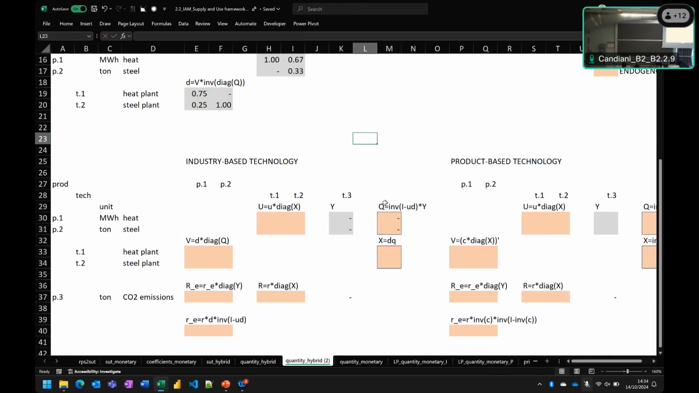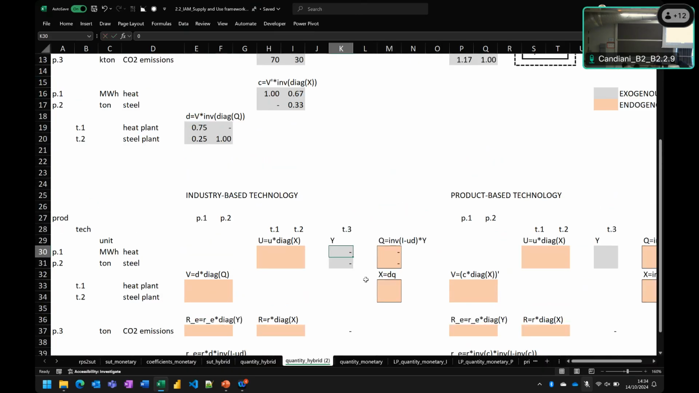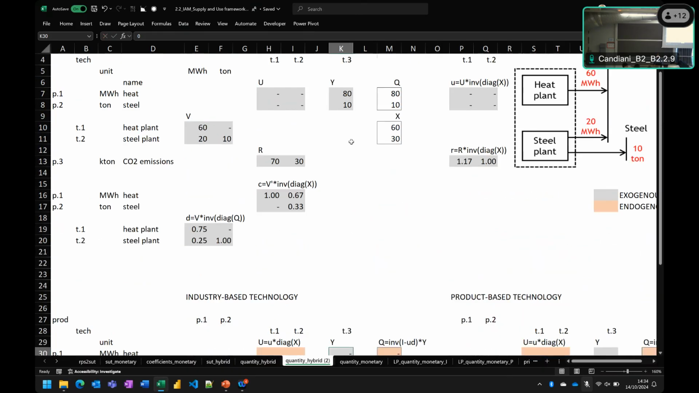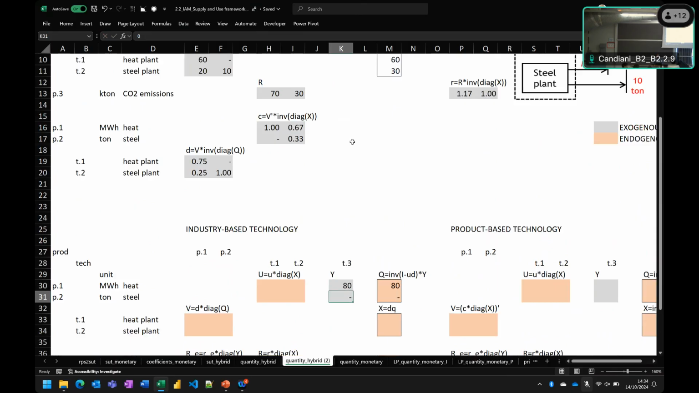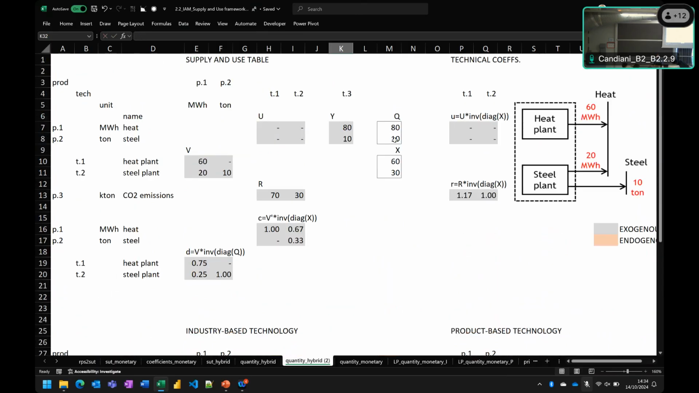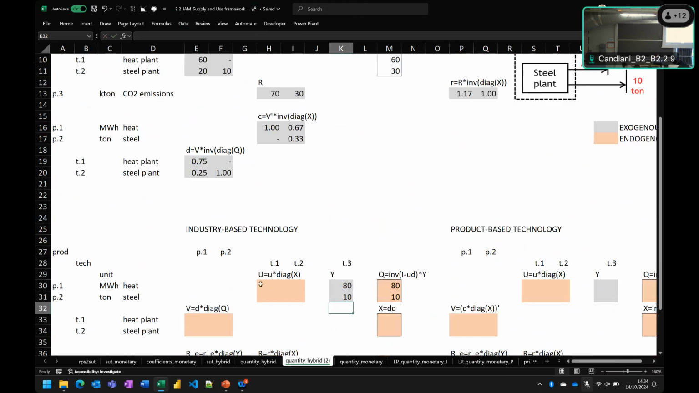Right? What happens if I am now filling this matrix here with the very same number that I have here, 80, 60? Great. I have here my answer that is correct. Final demand equals total demand of products. I have no intermediate demand.